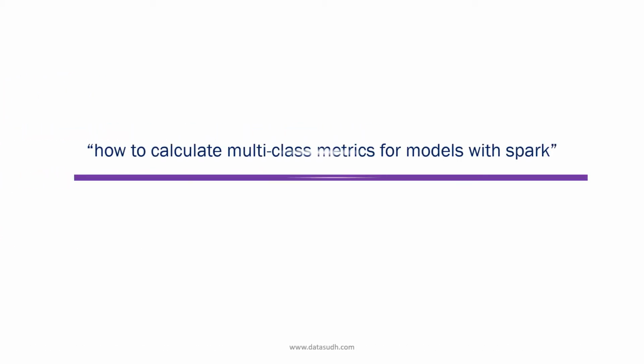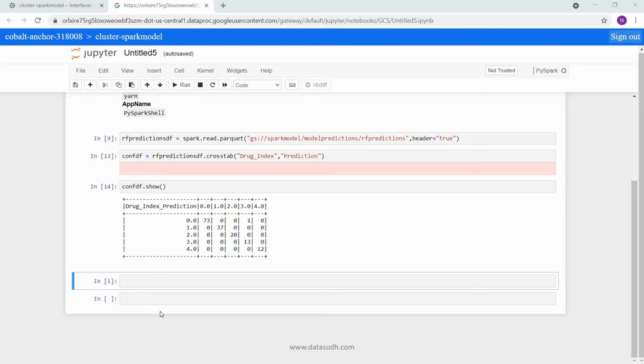In this lesson, we are going to see how to calculate the multi-class matrix for our 3 classification models with Spark code. Back to our notebook, we are going to calculate all the metrics we understood in the last lesson in Spark code for all the 3 classification models. So first we will do it for random forest model.